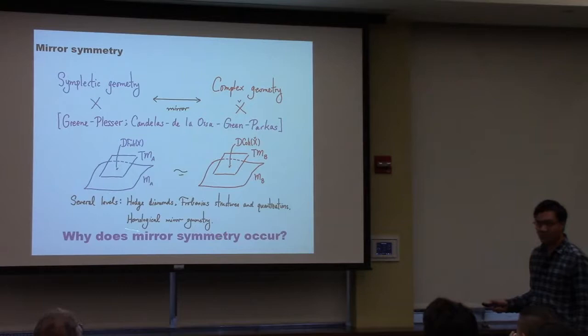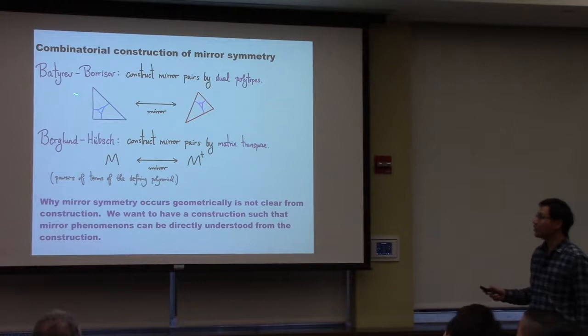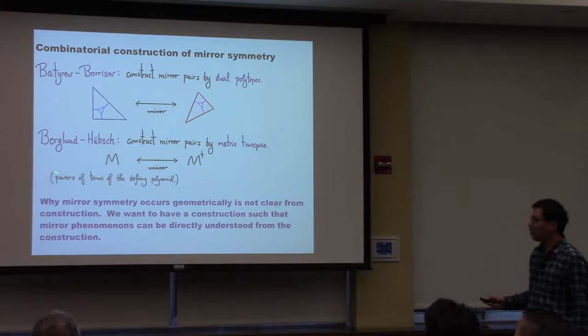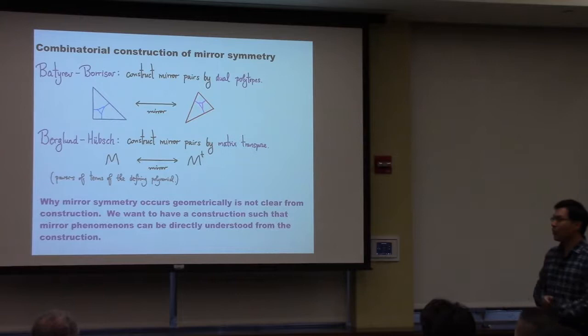These are the classical constructions of mirrors, the combinatorial way. Batyrev and Borisov construct mirror pairs by using dual polytopes, and Berglund–Hübsch use the matrix transpose to construct mirrors by encoding the powers of the defining polynomial into a matrix and taking the transpose. These are very simple and beautiful mirror constructions, but unfortunately it is not very direct from this construction that you can prove mirror symmetry. The mirror phenomenon is very surprising if you use these kinds of techniques, and we want to construct a mirror such that the mirror phenomenon can be more directly understood.